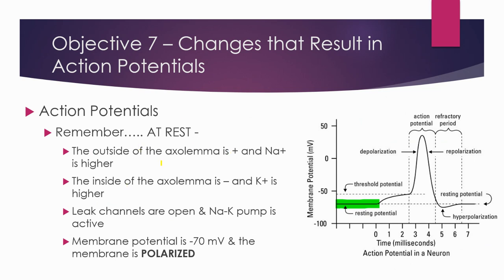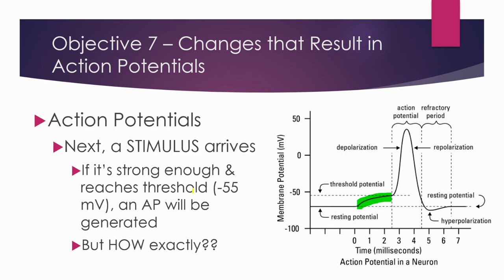And so at rest, our starting point, we have the outside is positive and high sodium, and we have the inside is negative and high potassium. These leak channels are open, the sodium-potassium pump is active, we are sitting at negative 70 millivolts, and the membrane is described as polarized. So this is where we're starting. Now, once an action potential is going to begin, okay, the stimulus is going to arrive. It does have to meet threshold. That's about negative 55 millivolts. If it's not strong enough, there will be no action potential.